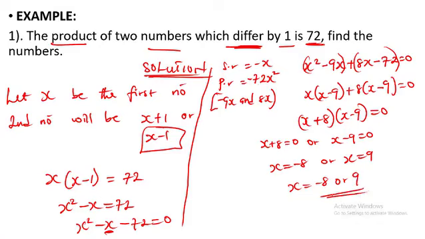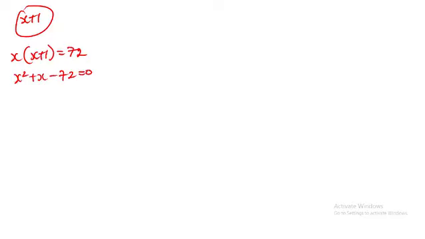That's for the second number being x minus 1. Then when solving for x plus 1, we have the product of the two numbers to be x times x plus 1 equal to 72. So we have x squared, x times 1 will give us plus x, minus 72 equal to 0.